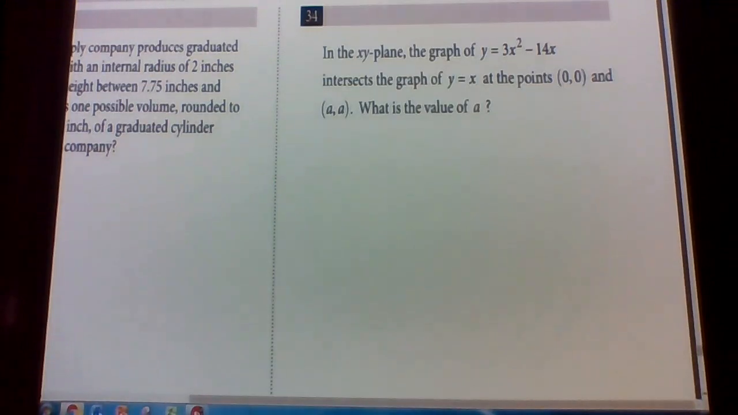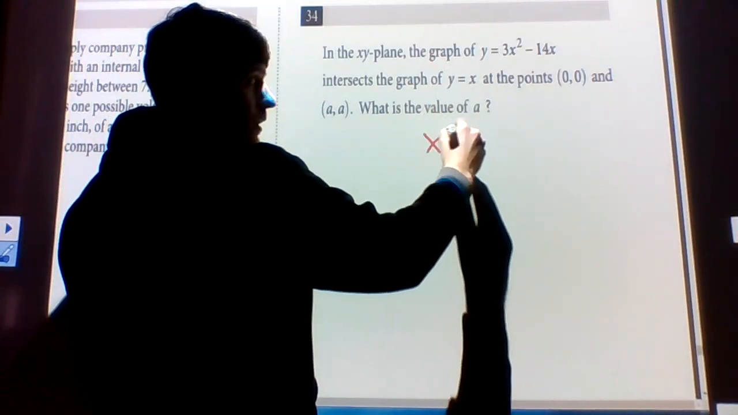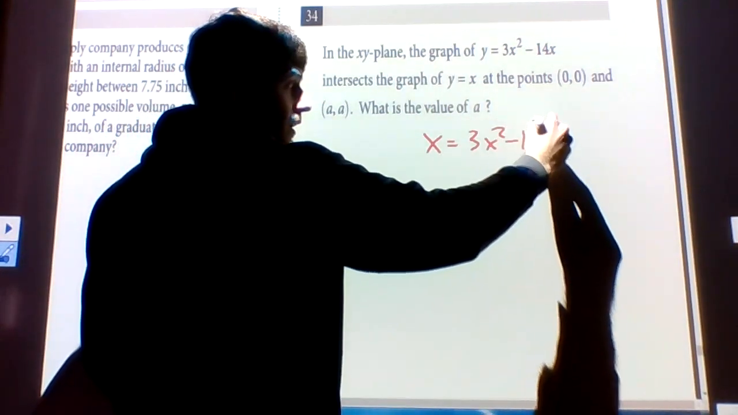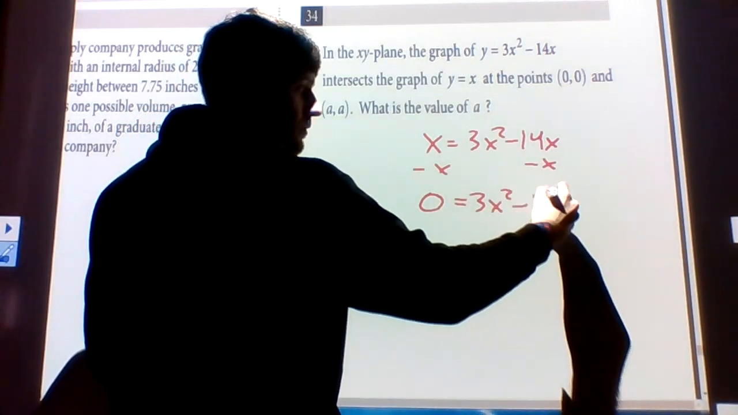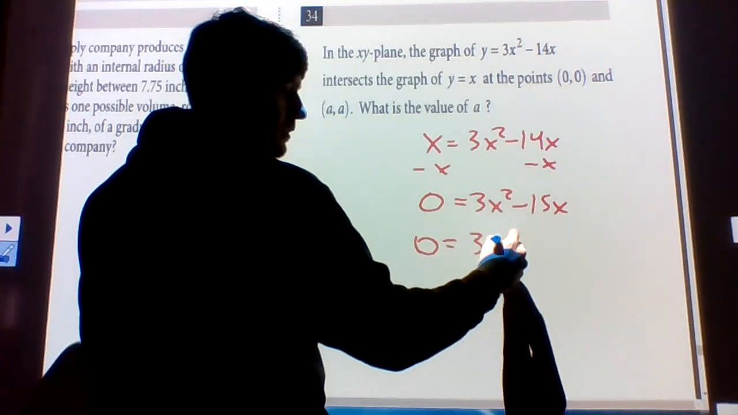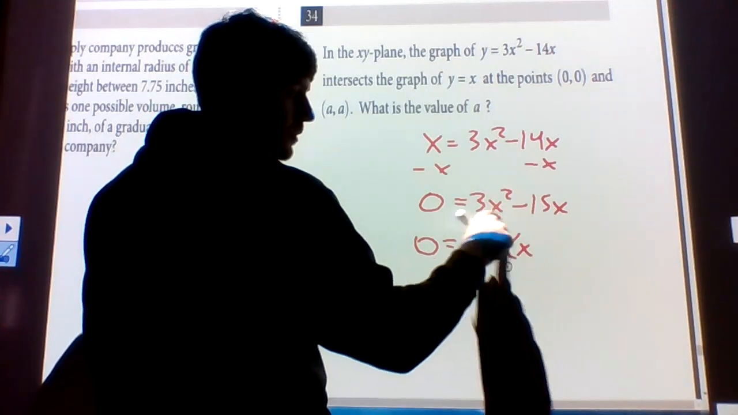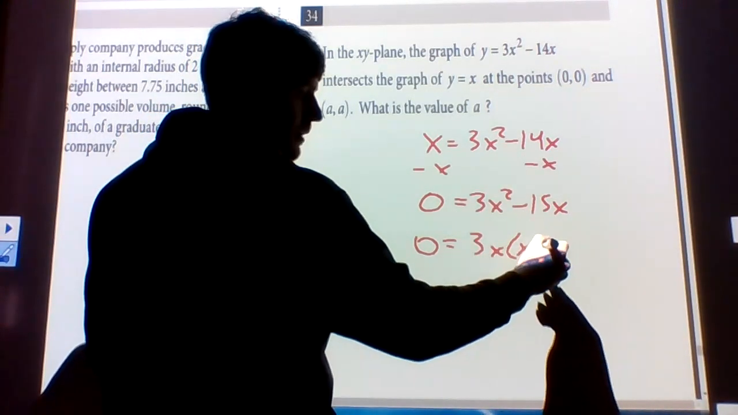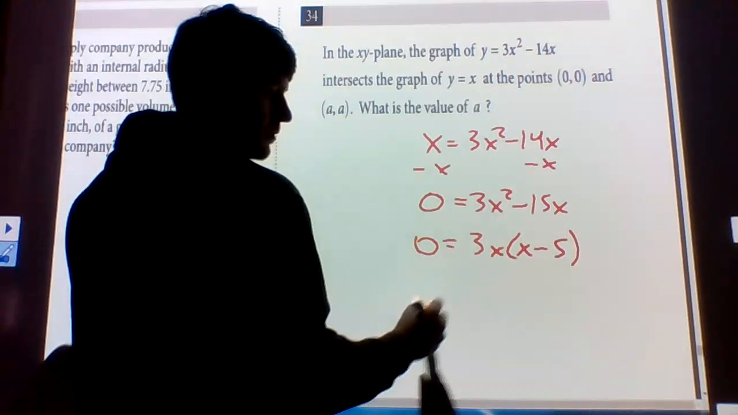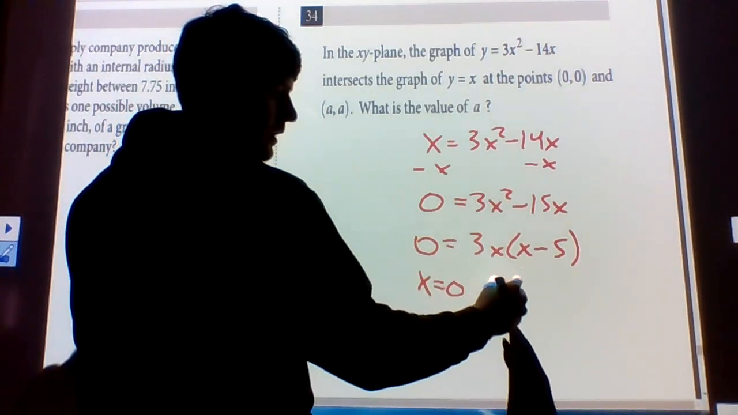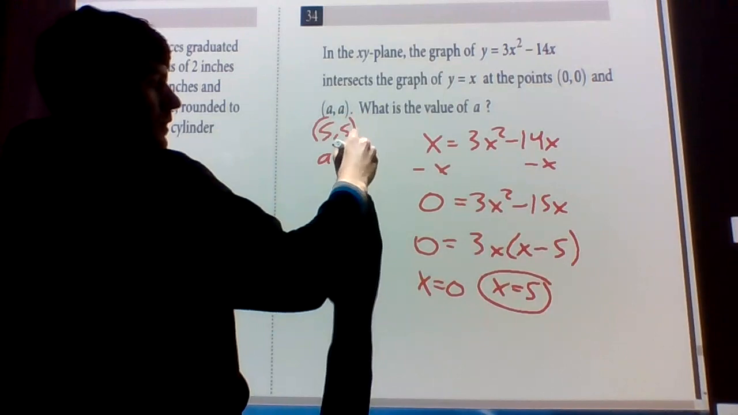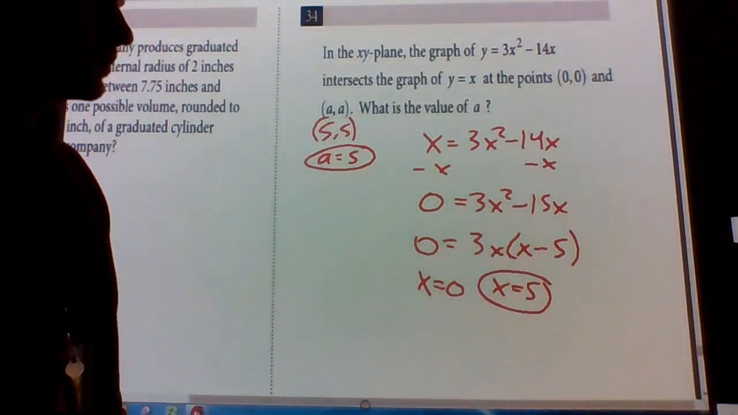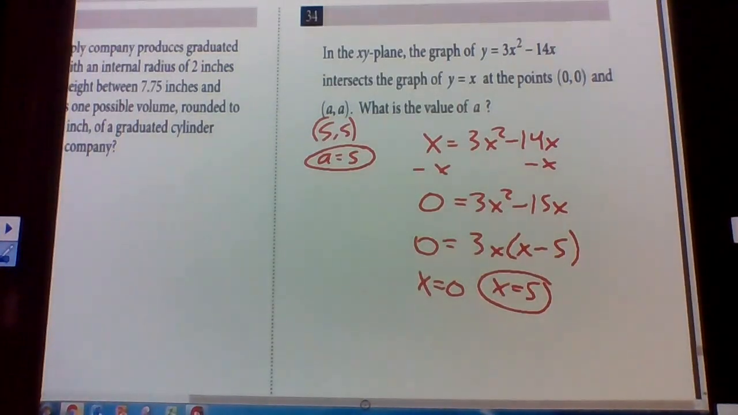Okay, if we want to do it out by hand, you can set them equal to each other, right? They're both equal y, so they equal each other. So x is going to equal 3x squared minus 14x. Subtract x from both sides, you get 0 equals 3x squared minus 15x. You pull out a 3x, and you're left with x minus 5. So then you get x equals 0 and x equals 5. So then (5, 5). So A equals 5. So use the graph. Use it by hand, either way works, as long as you don't screw up.